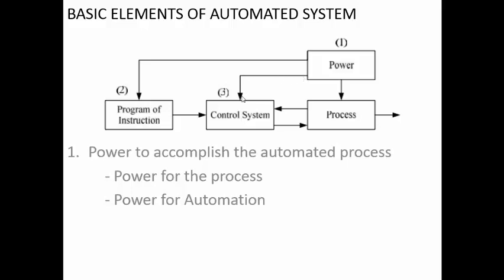It can be flow of information or flow of the signals, or in case of the power, it can be the flow of power. So we will be seeing in detail what are these three elements that are required to automate a process and what are the various aspects associated with them. So the first element is power to accomplish the automated process.